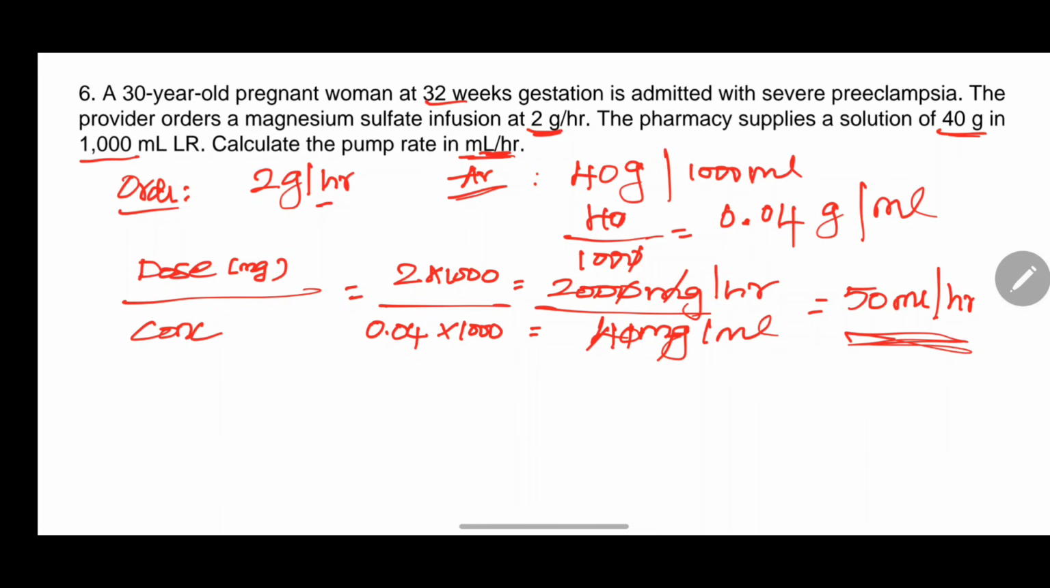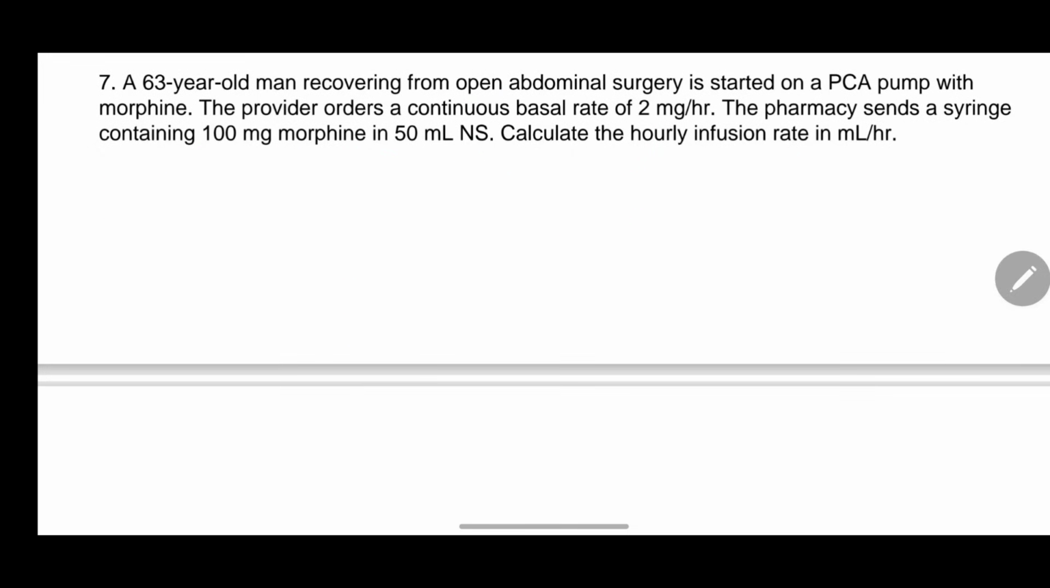If we convert it into milligram, this will be easy for us, right? It's a whole number and we can calculate it easily. If it is in gram, both are in gram only, but if we convert it into milligram, it will be easy for us. Next question.